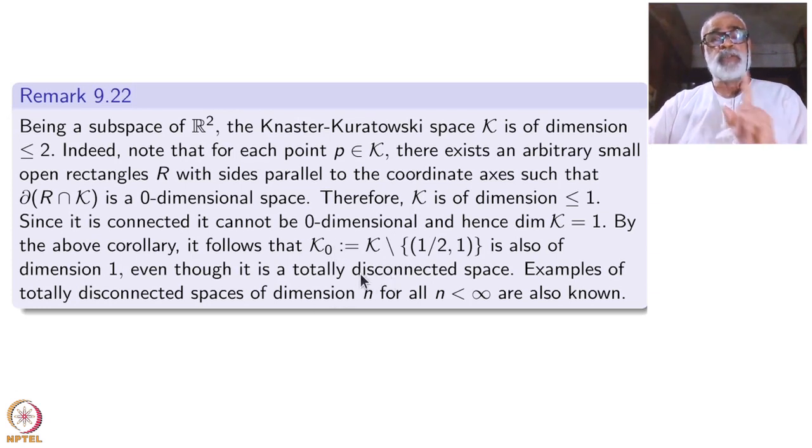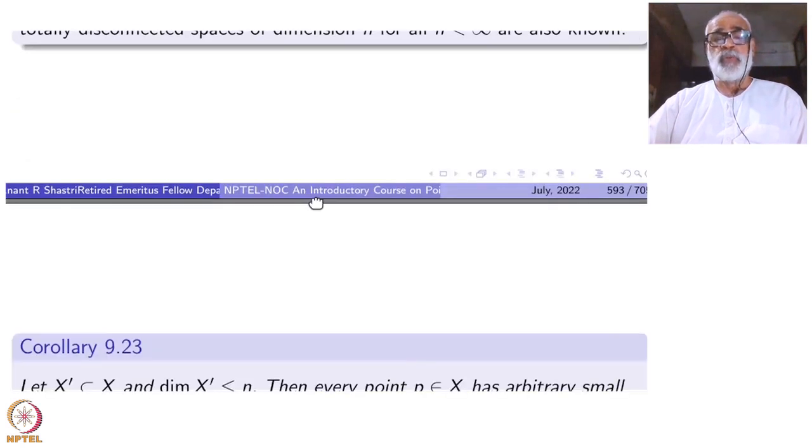However, notice that it is a totally disconnected space. So, that is some surprise. Quite often, people understand totally disconnected spaces to be of dimension 0. In our definition, it does not behave like that. So, totally disconnected spaces can be of higher dimension. Indeed, examples of totally disconnected spaces of dimension n for any finite n are also known. We will not go into those examples anyway.